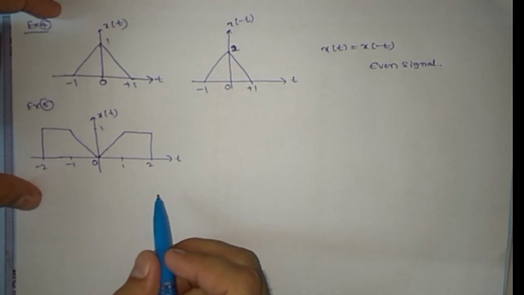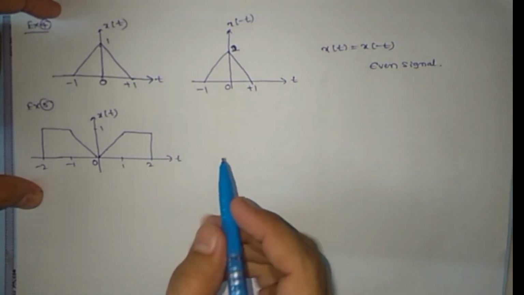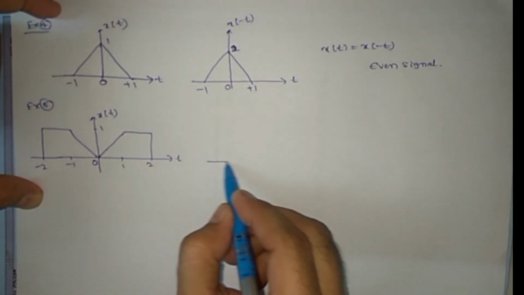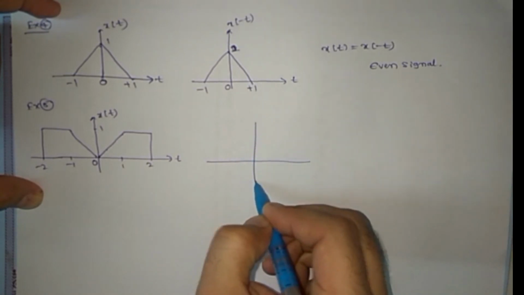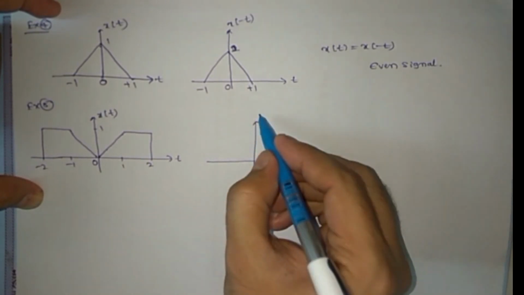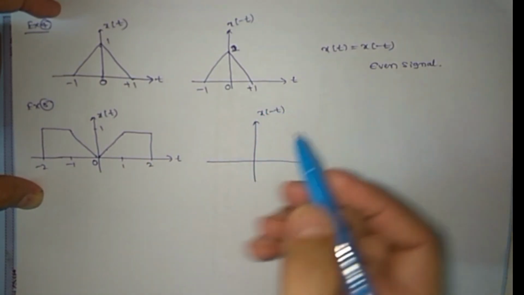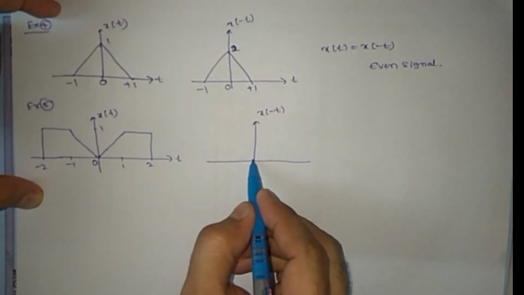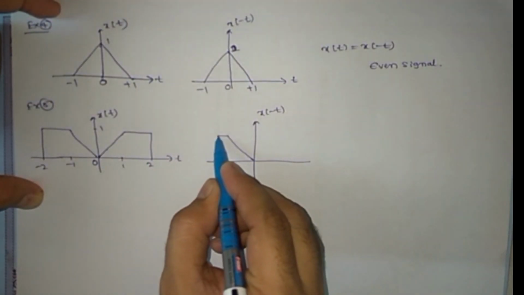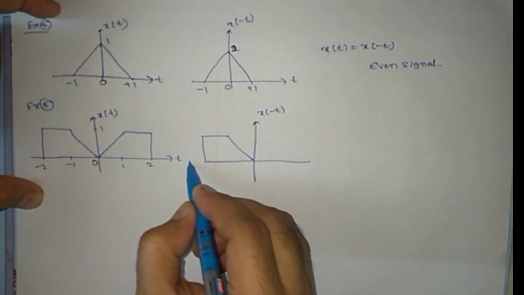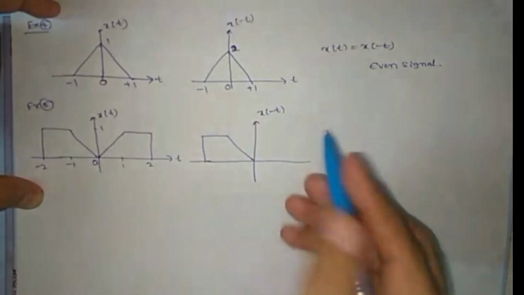So let us see example 5. If this is a signal, same, you rotate with respect to the y-axis, it is time reversal. X of minus t: whatever signal is there, you bring it to this side, and whatever signal is there, you bring it to that side.